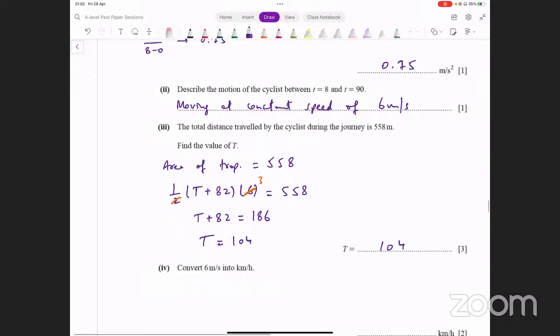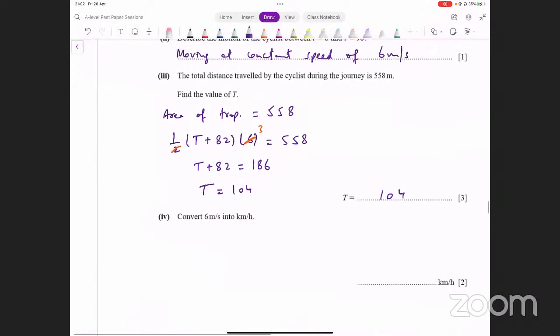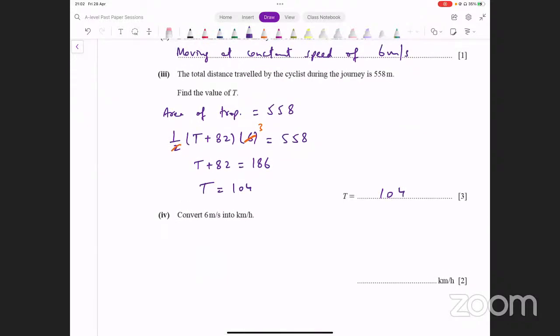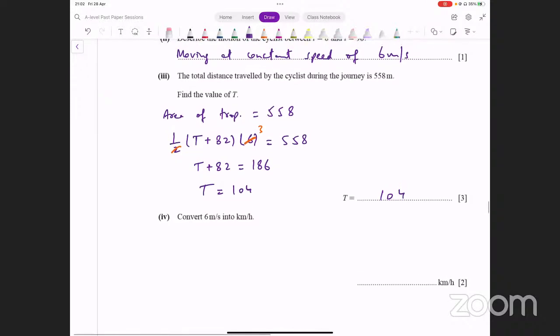Okay? Now it says convert 6 meters per second into kilometers per hour. अगर आपको डायरेक्टली याद है, कुछ लोगों ने याद किया होता है, right, कि meters per second और kilometers per hour की कन्वर्जन क्या है, you can just do that directly and that's okay. डायरेक्टली उससे मल्टीप्लाई कर दें.